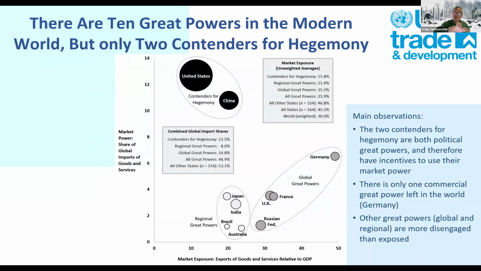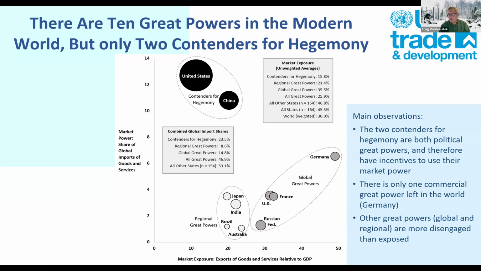The size of these circles that you see here is military spending, and the United States is the index, and each other circle is as large as the relative amount of military spending. So China, you can see, is getting larger, but is not yet at the level of spending of the United States. What's fascinating is Germany is our only commercial great power that is left.